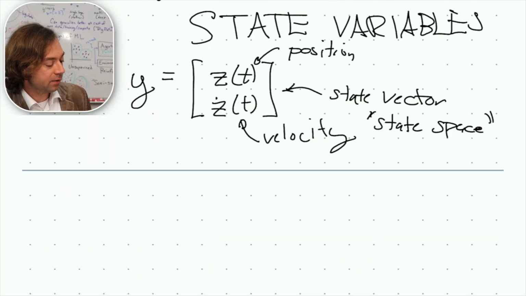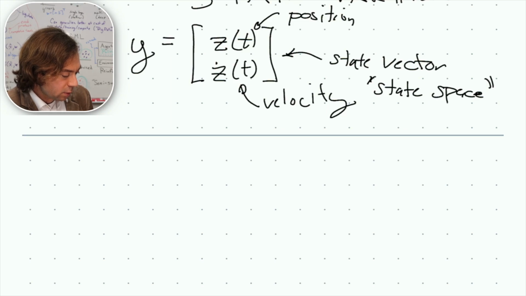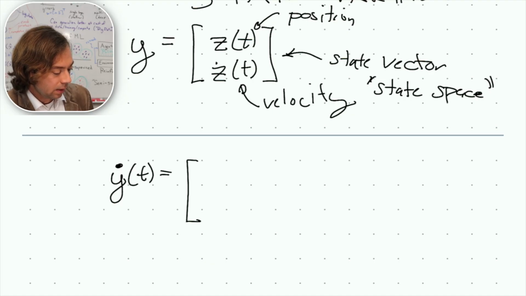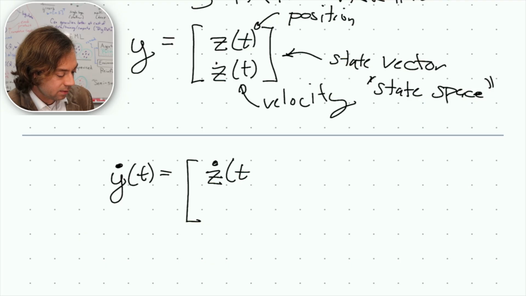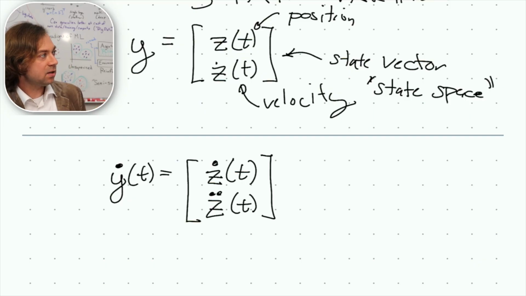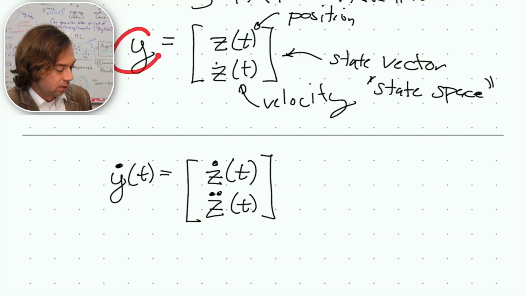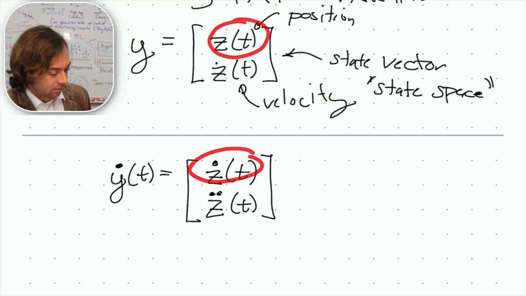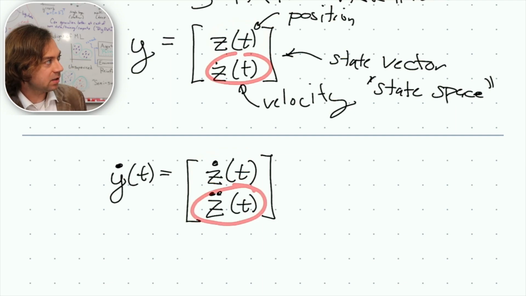So how do we use the state vector? Well, we can take the time derivative of it, and it changes over time. That means we take the time derivative of everything inside the state vector. So z of t becomes z dot of t, and z dot of t becomes z double dot of t. Make sense? We just took the time derivative of this, which gave us that, and then this, which gave us that. That's it.